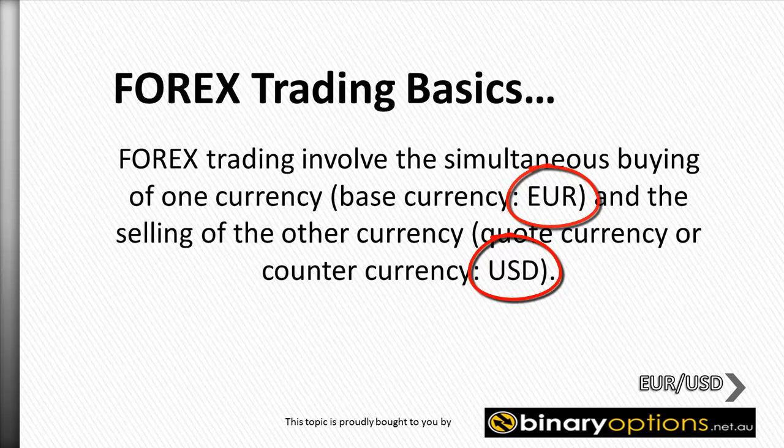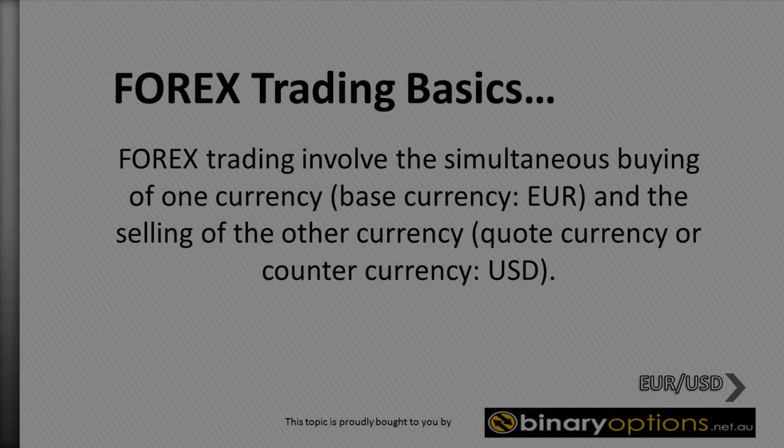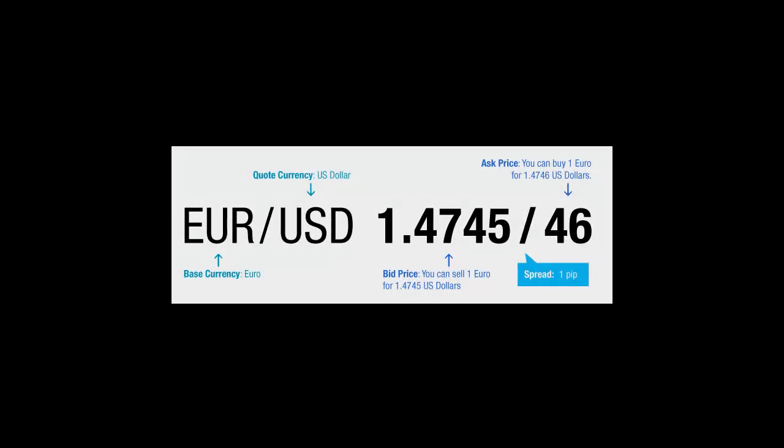The currency pair is considered a single unit that is bought or sold with the value of the base currency always equal to 1. For example, if the euro-US dollar pair is quoted at 1.4746, that means it takes 1.4746 US dollars to purchase 1 euro.